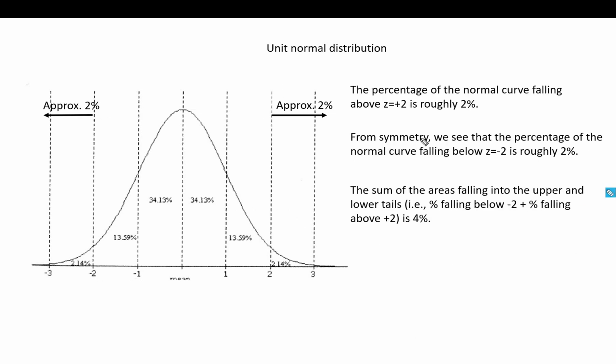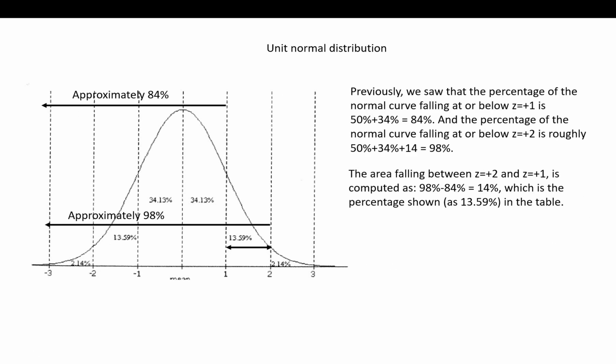You can see in this particular presentation or demonstration that approximately 2% of the normal curve falls above a standard score that's equal to 2, and that would also mean that approximately 2% would fall at or below a standard score that's equal to -2. And if you sum these two areas together, that would actually sum up to 4% of the normal curve.